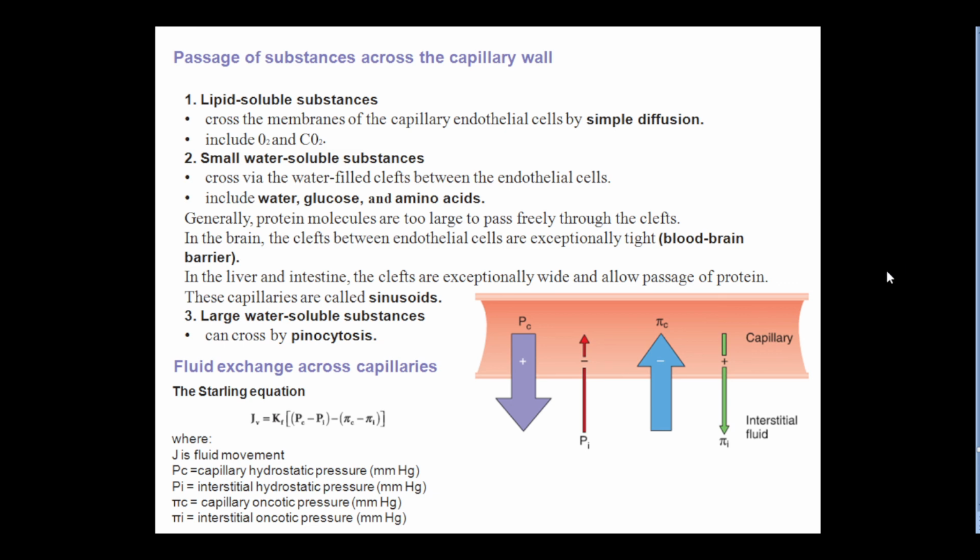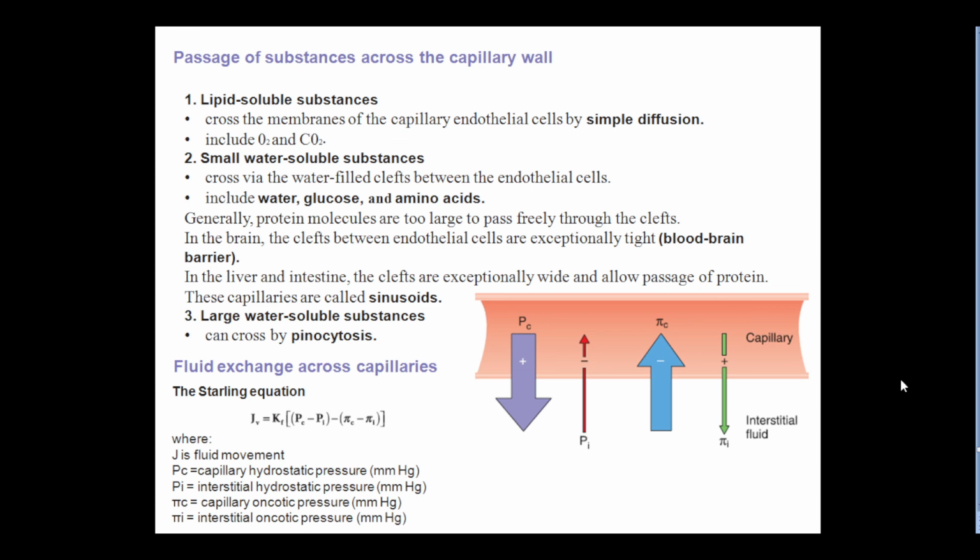And in some organs, because of the barrier, the number of substances which can go through is even less than that. An example is the blood-brain barrier. But in some organs, as we have mentioned, like the sinusoidal type of capillary, they're quite permeable to different substances. If you have a large water-soluble substance, it can cross by pinocytosis. But the main type of exchange is filtration, which is based on pressure gradients.